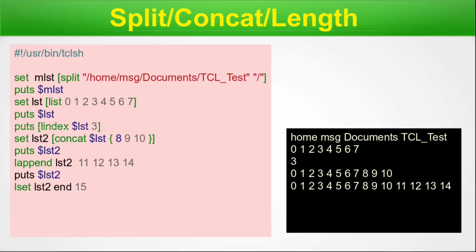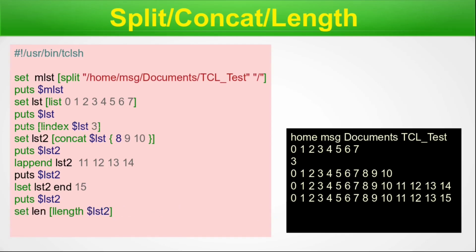The next command, lset, actually manipulates a particular index value. Here we are setting the 15th element with the value 15. And if we echo, we can see that it has changed the value 14 to 15. We request you to try the code at your end and play with it so that you can understand better.